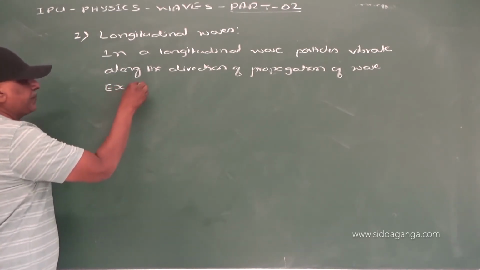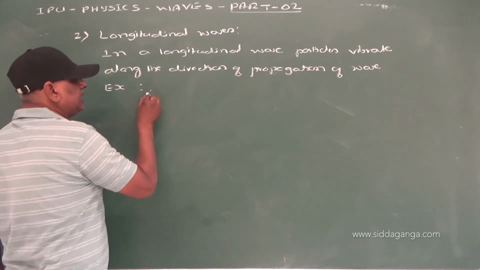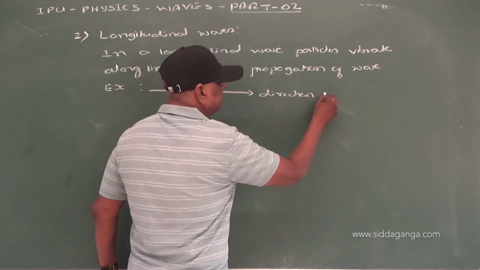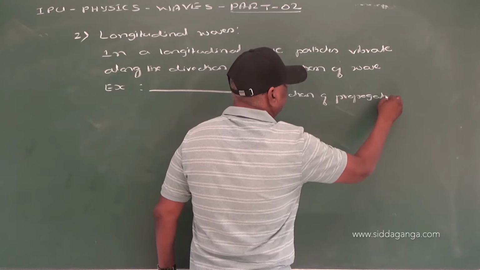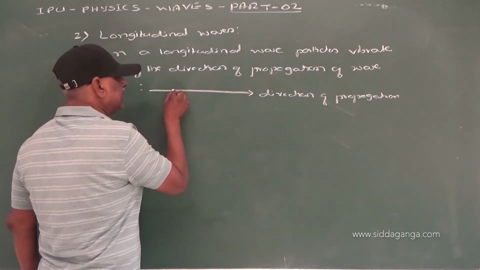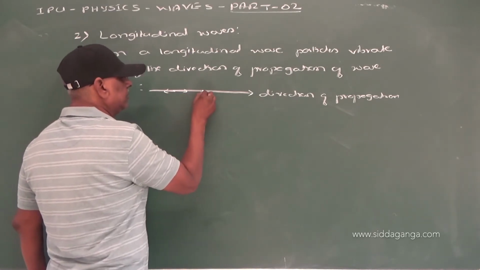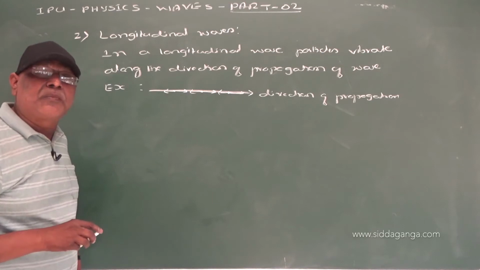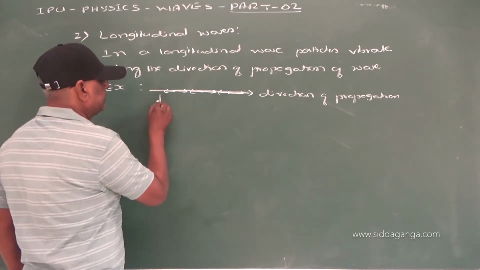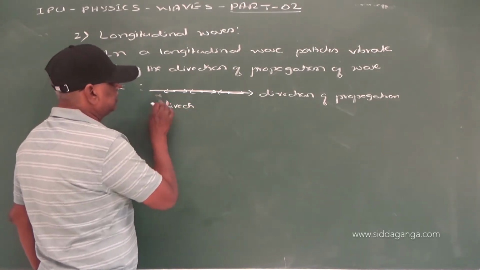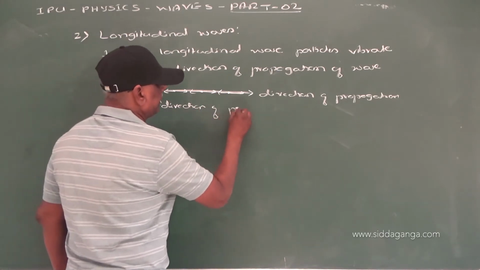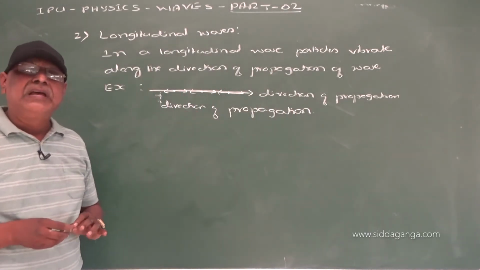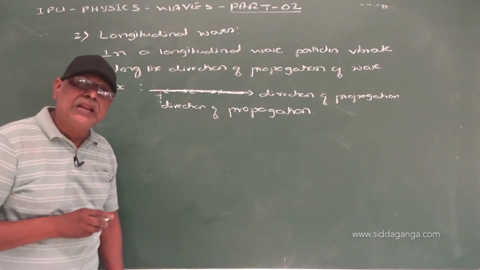Now, when I represent it in a diagram, if the wave is propagating along the positive x direction, this is the direction of propagation, then the particles of the medium vibrate parallel to the direction of propagation, or along the direction of propagation. This is the direction of propagation of the wave. Such a wave is called a longitudinal wave.